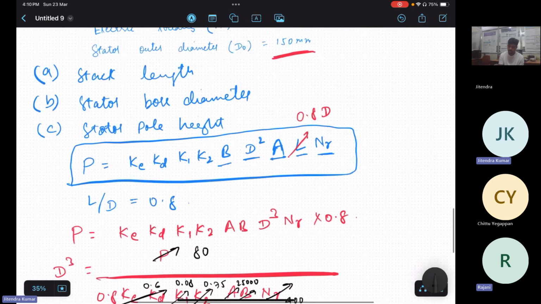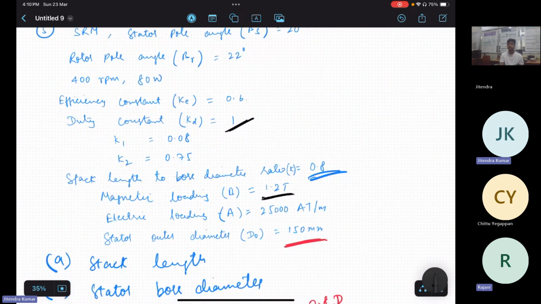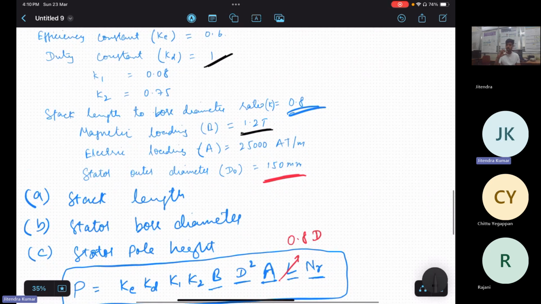So, for getting the pole height, we have to detect the yoke thickness, no, sir? Yes. We already know the stator OD, and we also already know the rotor OD. Basically, we know the bore diameter. So first we have to find out the height of the stator, and from that we have to reduce the stator yoke thickness, or the stator back iron thickness, and then you can get the height of the stator pole.